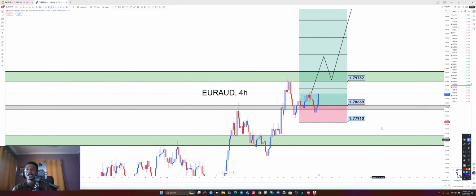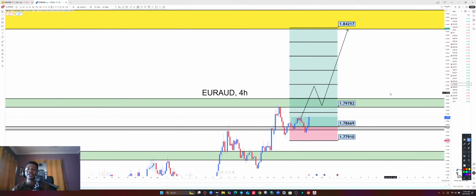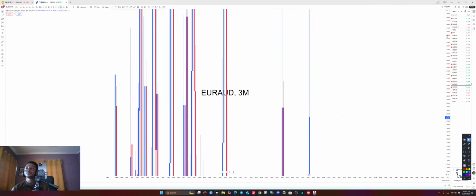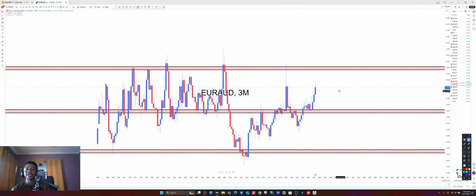All right. So EUR AUD, we are also in a buy. This was a buy that I gave in the VIP group. Those of you that are in my Telegram channel, you are aware of this particular buy, but how can we add more buys to the buy that we already have? So let's start the analysis again on the higher time frame. We are going to begin the analysis from the 3 months time frame.